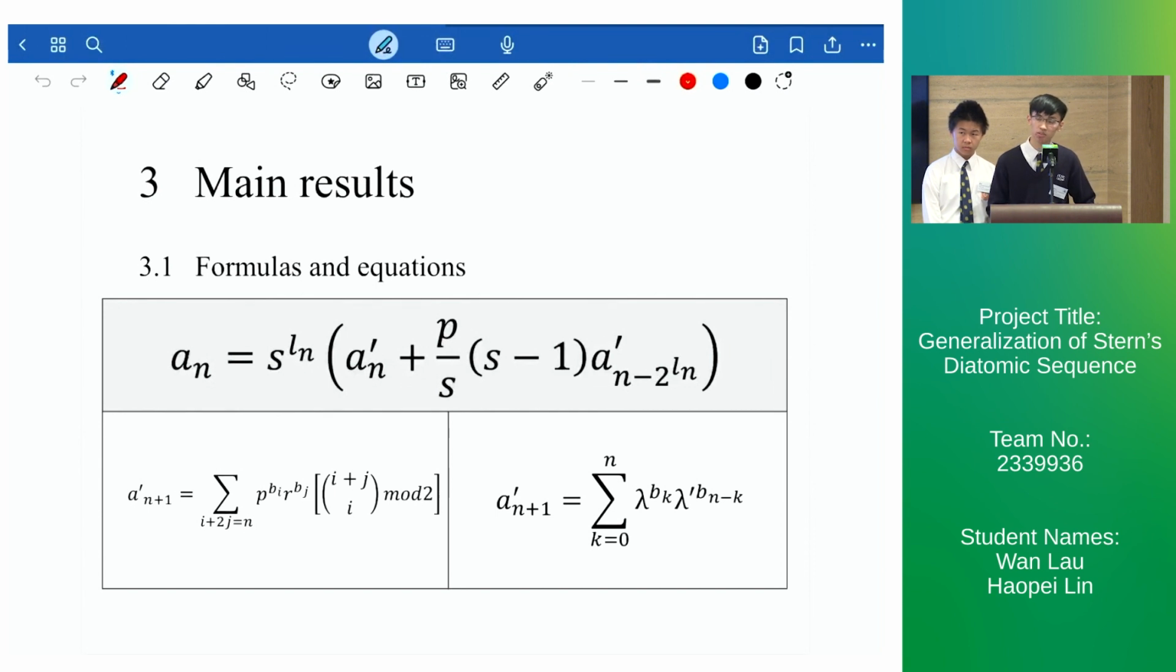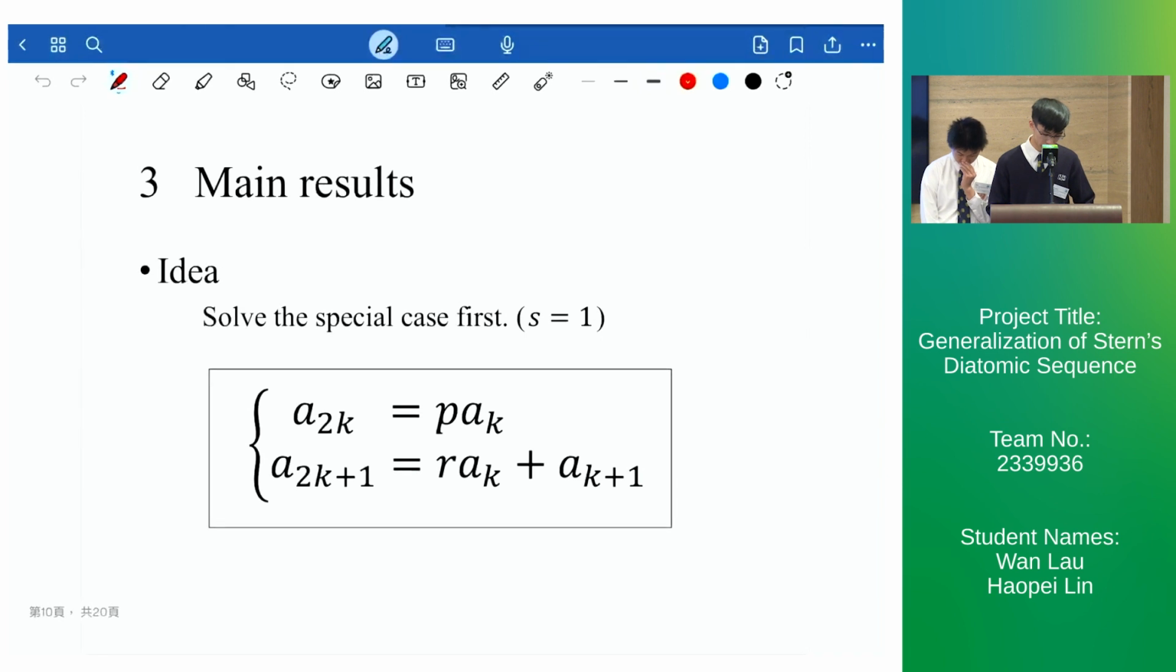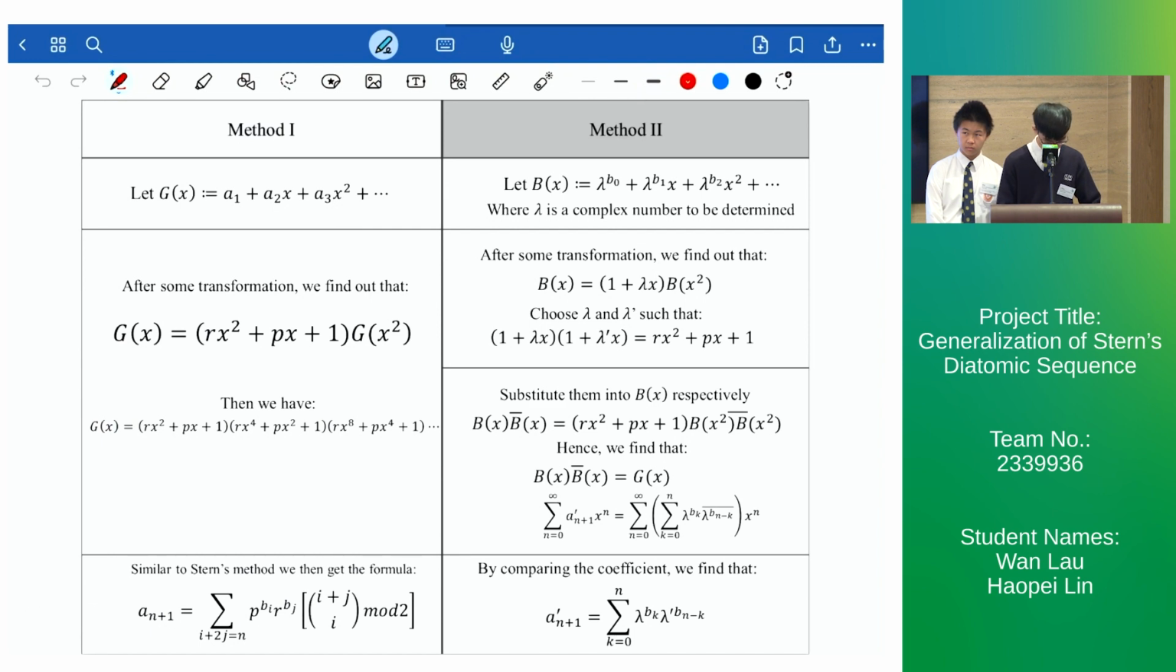An, 2 formulas. We find that in our formula, An can be represented by A prime n, and A prime n has these 2 tidy and neat formulas. Of course, we can substitute the A prime n into the above, and we can get this complicated formula. But it can calculate An directly. Initially, our idea is to solve the special case first, when S is equal to 1, because we find that it's easy to calculate. In fact, we have 2 methods to find it. That's why we have 2 formulas.